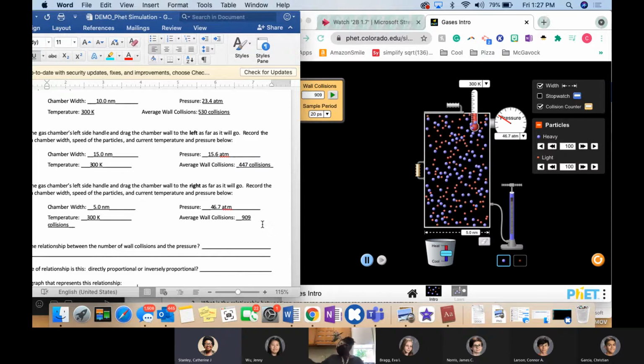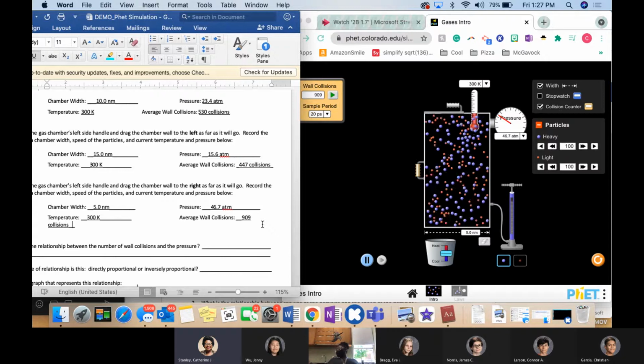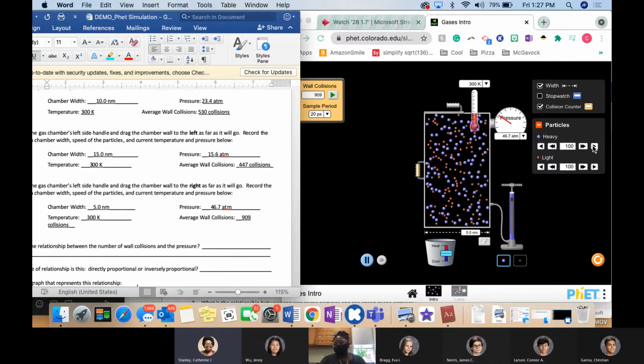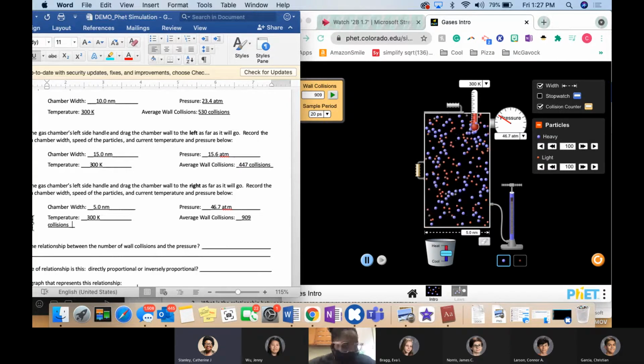Click the plus button, the green plus button. Let's see how many particles you have. Make sure you have 100 of both. Okay, I have 99 plus 2 of them. Use the one black triangle to the right instead of the double, and that way you can add one at a time.